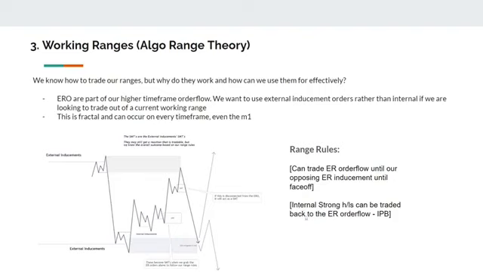Internal strong highs and lows can be traded back to the extreme range order flow. That means if we are reacting from an internal strong low, say this did react, we can't trade it higher. We're not allowed to trade it higher. We can only trade it back to our extreme range order flow, because we can only trade extreme range order flow to the opposing one. It's got to mitigate the extreme range. So there may still be a reaction that is tradable, but we know the overall outcome based on our range rules. So we've got the bigger picture sorted.